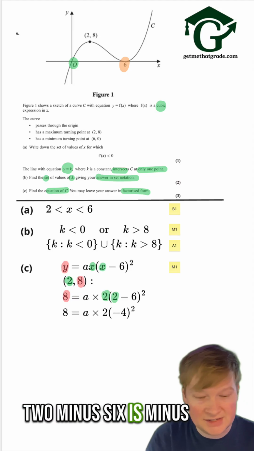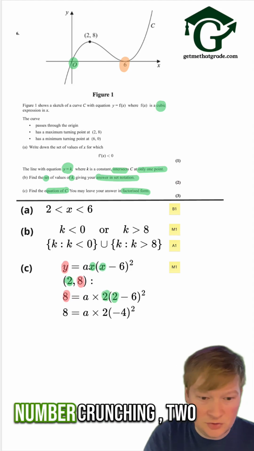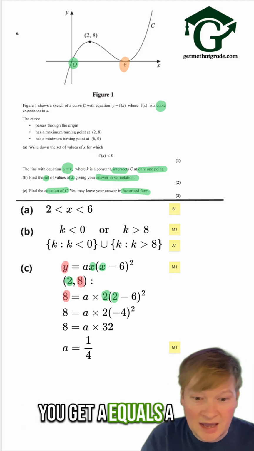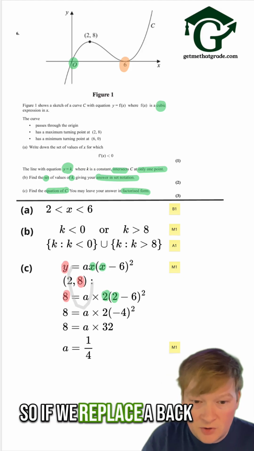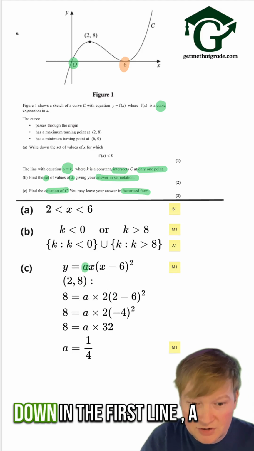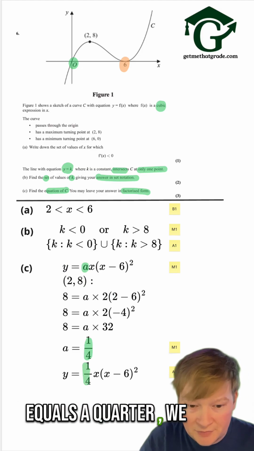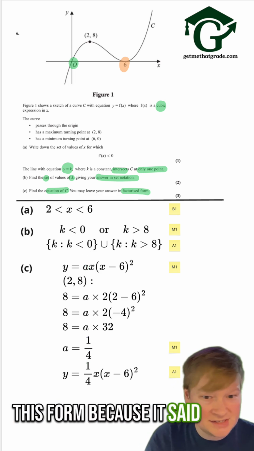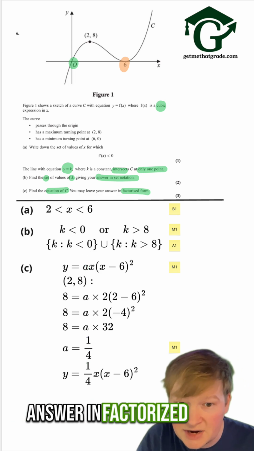2 minus 6 is minus 4. And then if we do the number crunching, 2 times 16 is 32. And if you solve for a, you get a equals a quarter. So if we replace a back into the equation I wrote down in the first line, a equals a quarter, we end up with this. And we can leave this in this form because it said that we can leave our answer in factorised form.